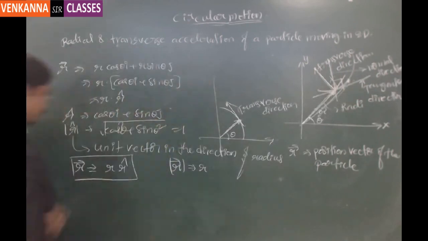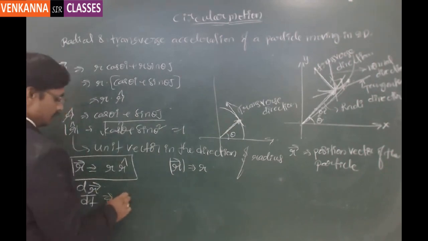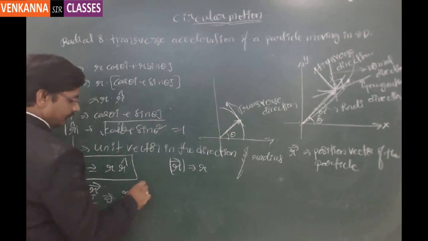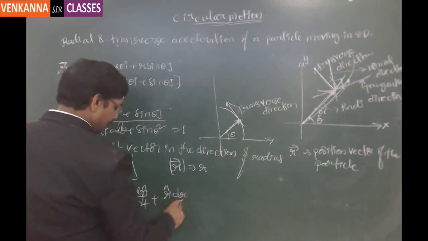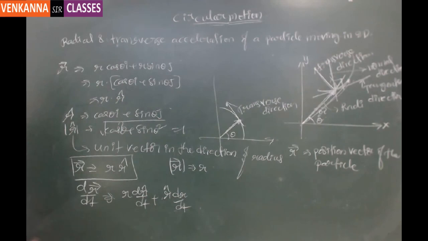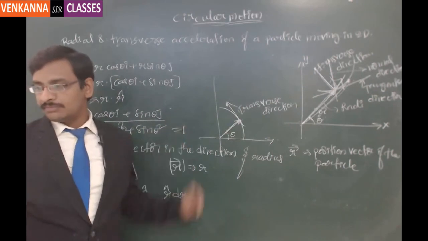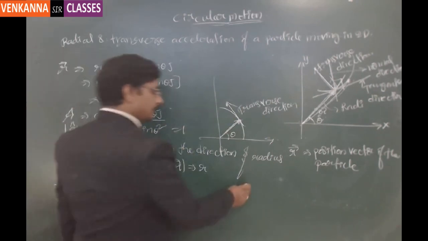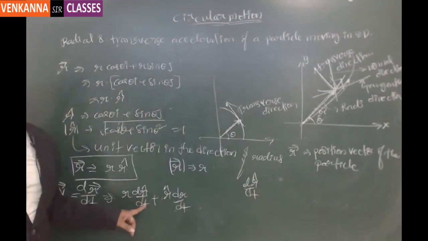Now here, this r derivative you can calculate as dr bar by dt. So you can apply the uv rule here: r into dr cap by dt plus r cap into dr by dt. So this is the velocity vector. And r cap, from this relation, we can write as cos theta i + sin theta j. Now if you take the derivative of that, dr cap by dt, why I am taking that is because I need dr cap by dt here.